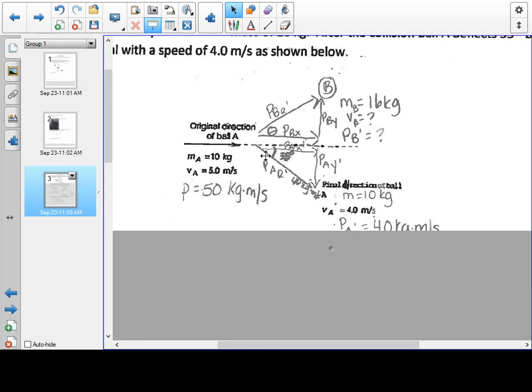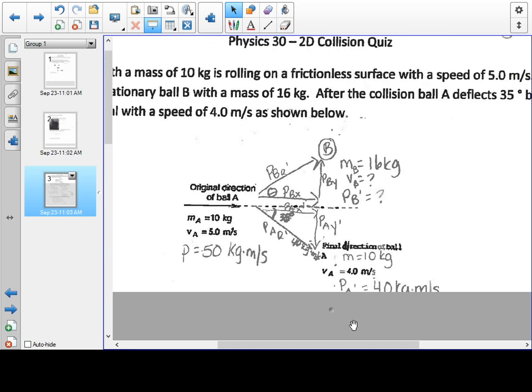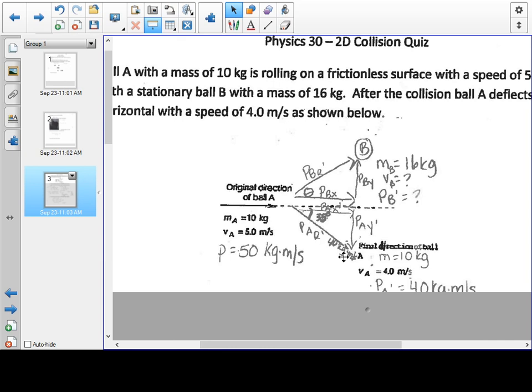So ball A is deflected 35 degrees, and it is moving with a speed of 4.0 meters per second, which gives a momentum of 40 kilogram meters per second. It's a little hard to see there, which means the remainder of the momentum, if it's an elastic collision, will be imparted to, the momentum is always conserved, so the remainder of the momentum is going to be imparted to our object B. Object B, we only know its mass is 16 kilograms, so we need to find out its momentum and then its velocity.